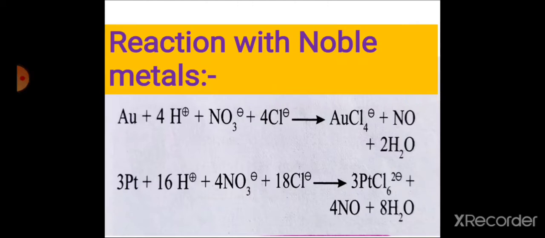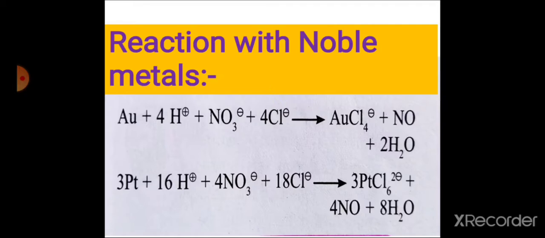Here the reaction is given. Gold reacts with 4H+ ions plus nitrate ions, NO3-, plus 4Cl- ions. Then the tetrachloroaurate ion is formed, nitric oxide is formed, and 2 H2O molecules are formed in this reaction.